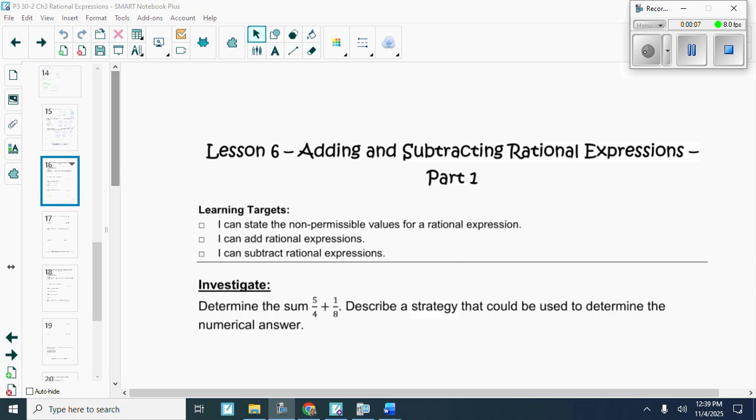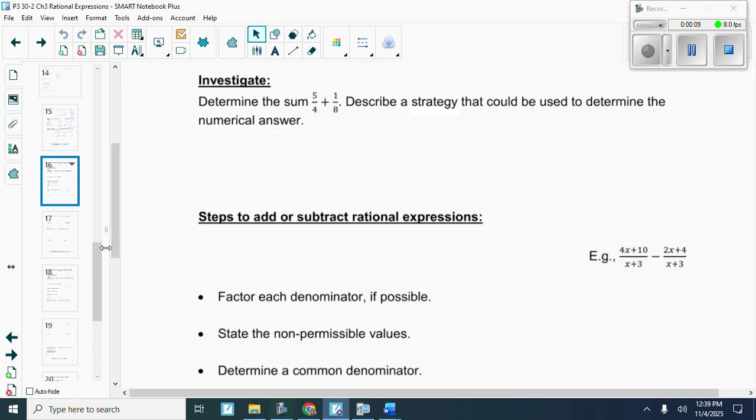Okay, so let's remember. I reminded you guys that multiplying and dividing fractions was very straightforward, right? When you multiply, you multiply straight across. When you divide, you do the kiss and flip, and then multiply straight across, okay?